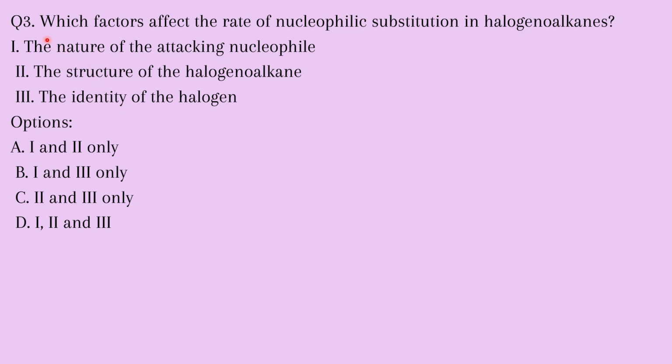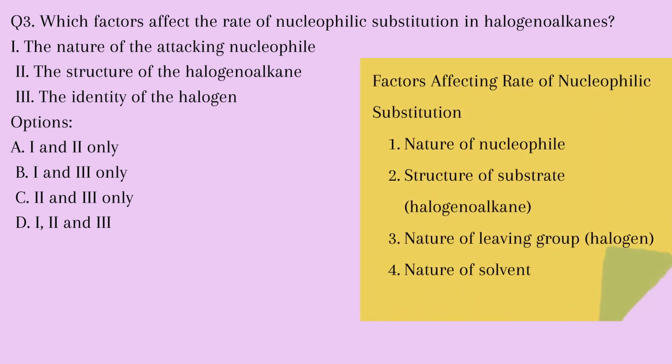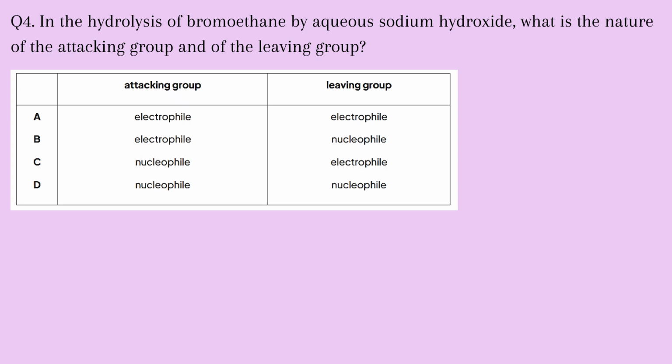I can see that out of these four, these three are mentioned: the nature of the attacking nucleophile, the structure of the substrate, and the identity of the halogen. The identity of the halogen means the nature of the leaving group. So all these three factors affect the nucleophilic substitution reaction. So the right answer is option D. Now here is question 4.